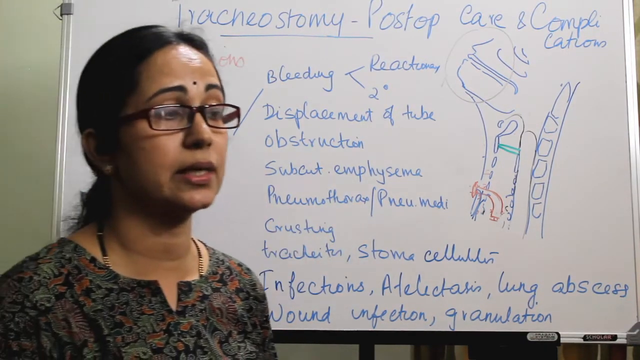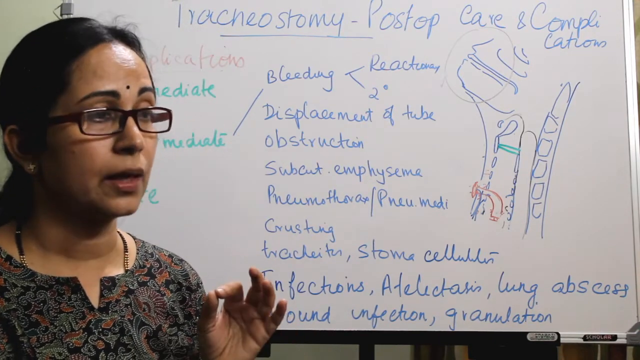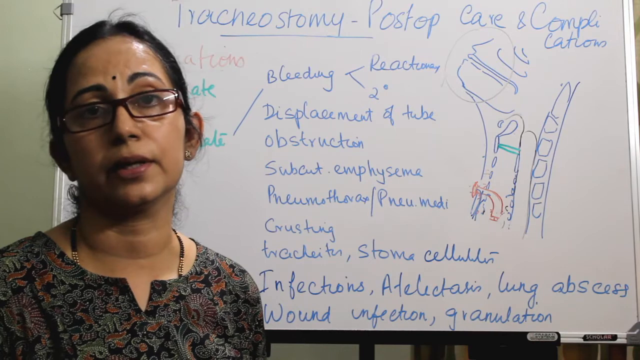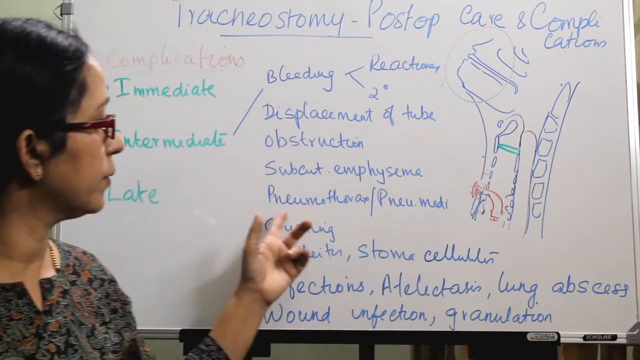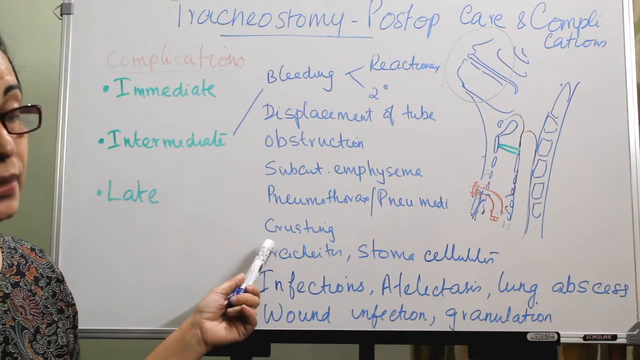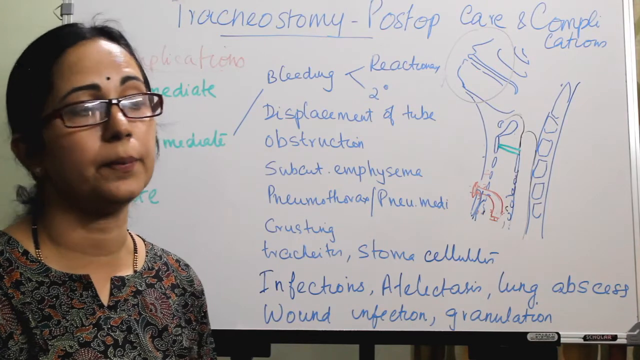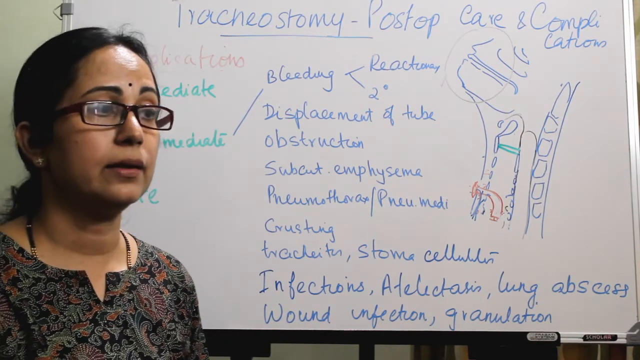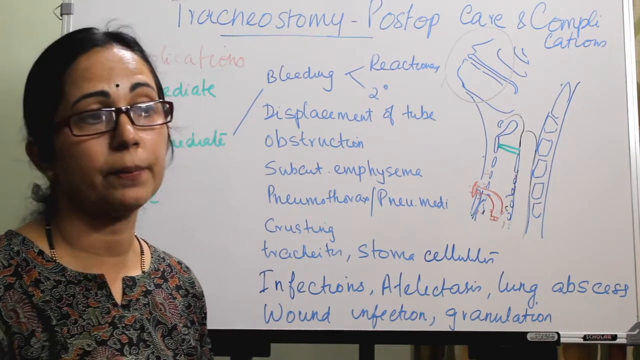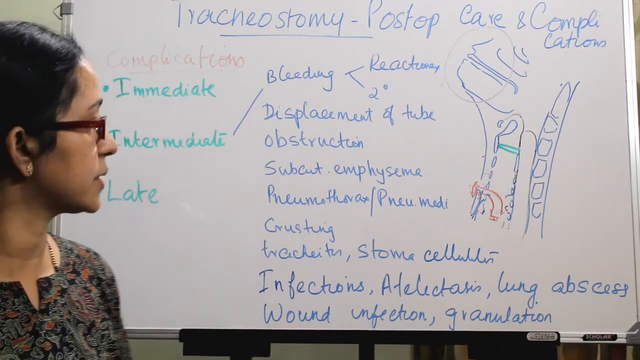Pneumothorax or pneumomediastinum has to be picked up. It is ideal to go for an X-ray chest immediately after a tracheostomy. Then you can find out the early signs of pneumothorax or pneumomediastinum. Then crusting: if there is crusting, put some hypotonic or normal saline or Ringer's lactate solution, or sodium bicarbonate drops, also you can instill and give suction for that.